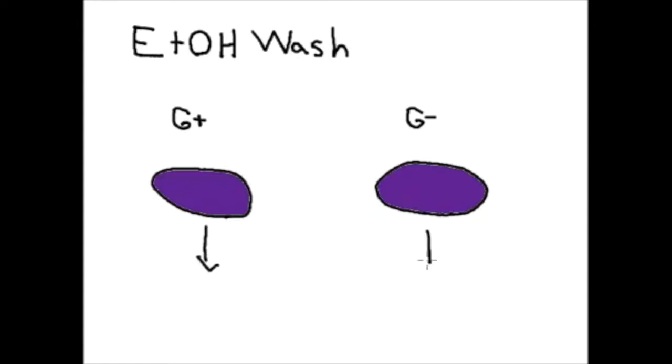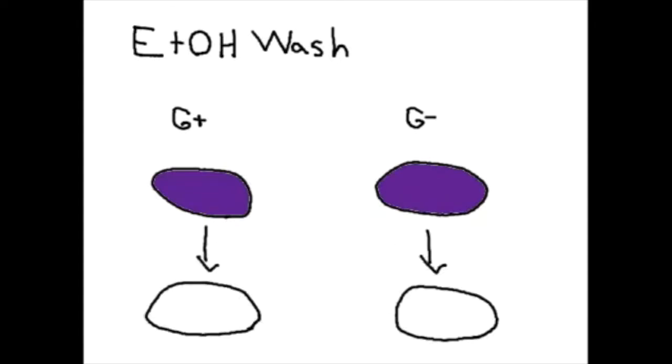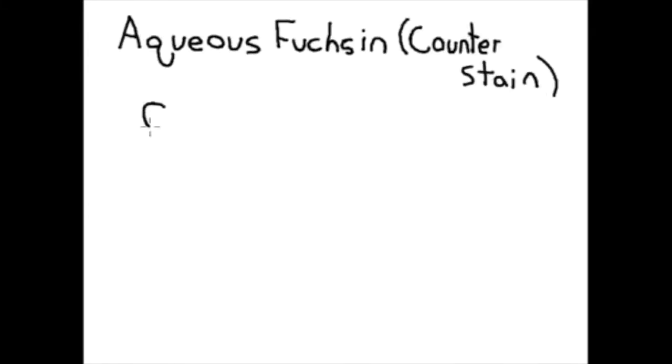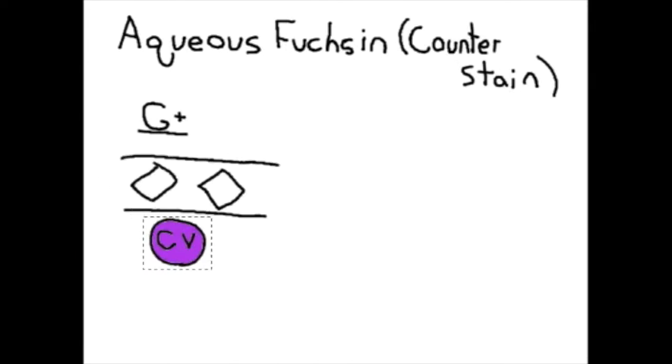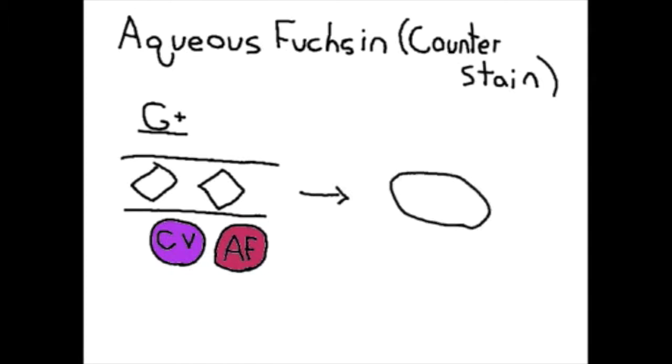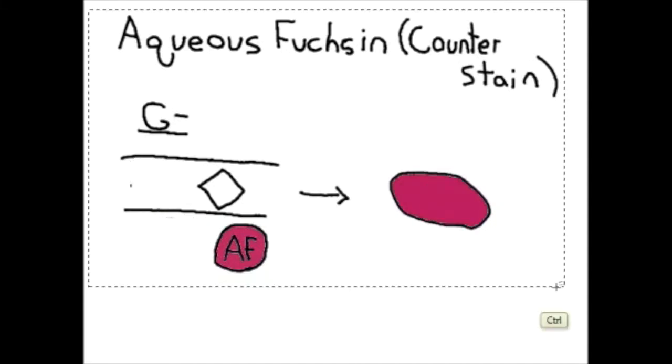To reiterate, after ethanol treatment, gram-positive cells remain purple, whereas gram-negative cells will not have stain. Next, we add aqueous fuchsin counterstain in order to visualize gram-negative bacteria. Without a stain, it is very challenging to see bacteria under the microscope. After adding aqueous fuchsin stain to the sample, the gram-positive bacteria will remain purple, whereas the gram-negative samples will be pink. When viewed under a microscope, ensure your positive control cells are purple, while your negative control appears pink.